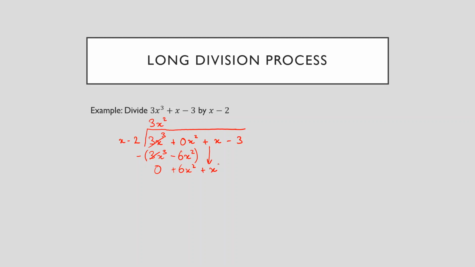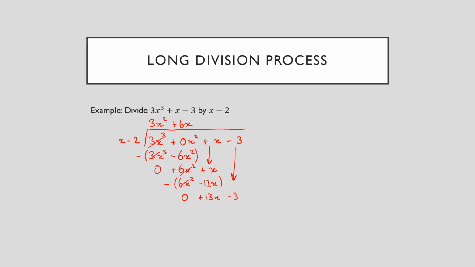Okay, repeat. So divide 6x squared by x, and you should get 6x. Multiply 6x by x minus 2. 6x times x is 6x squared, and 6x times negative 2 is minus 12x. Next step is subtract. So we do 6x squared minus 6x squared, cancels out, 0, as it should be. And we get x minus negative 12x, which is x plus 12x, which is 13x. Fourth step is bring down, get minus 3.